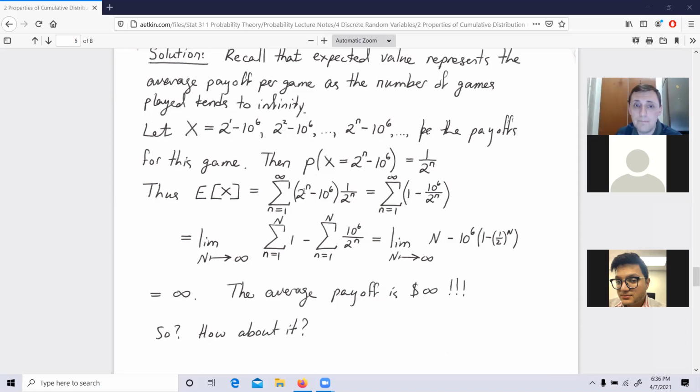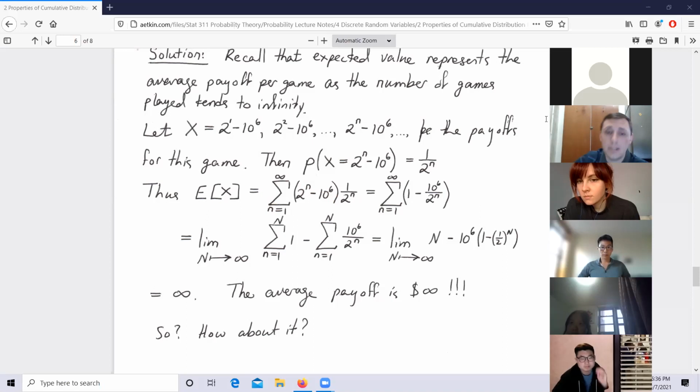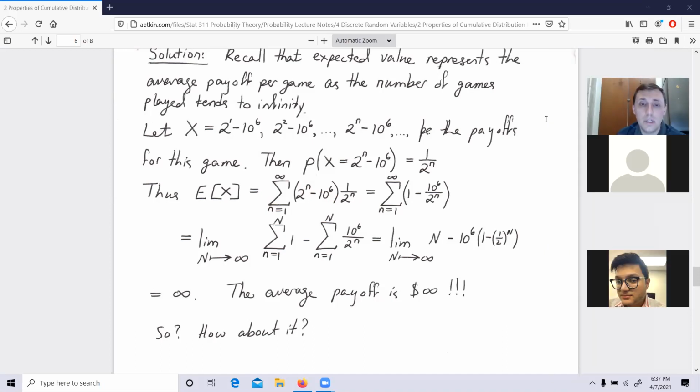Do you agree? That's the expression that will calculate my expected value, my average win per game. It's very important for you guys to think why that is the average win per game. You have to understand that. Otherwise, there is nothing surprising or meaningful about it. So what do we get? If I multiply 1/2 to the n times this expression, it's just 1. So the summation is of 1 minus 10 to the 6 over 2 to the n.